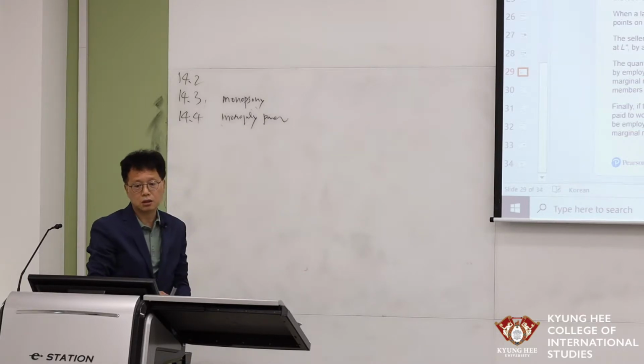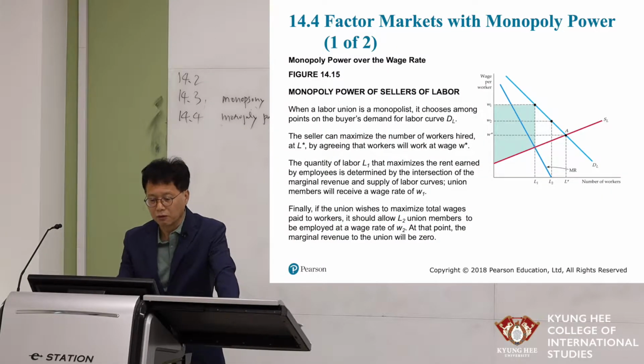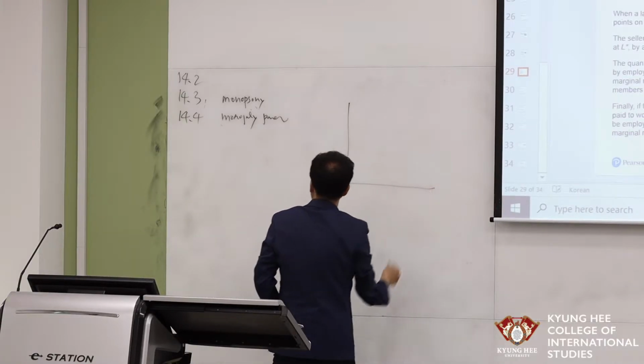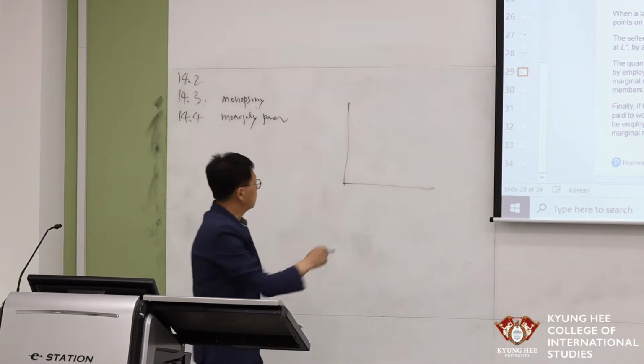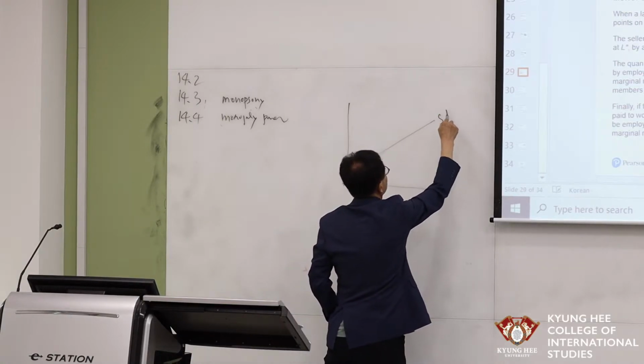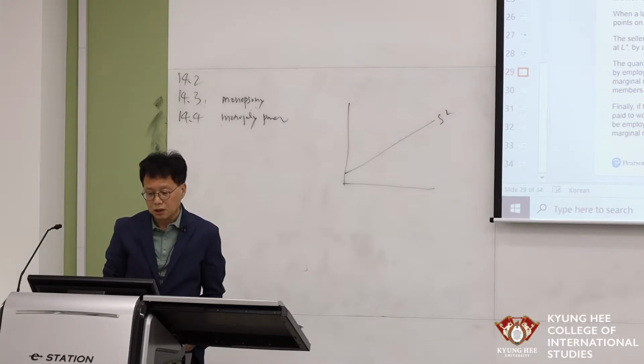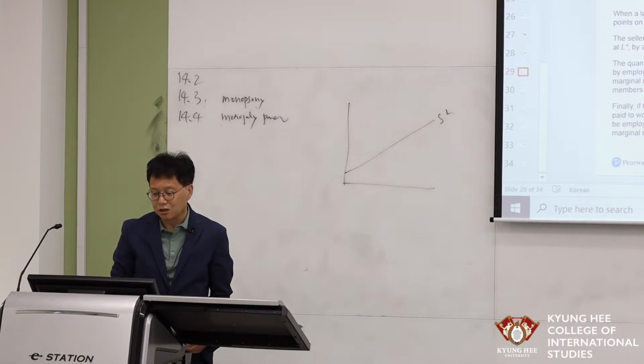That is subsection 4, monopoly power over the wage rate. That is explained in figure 14-15. So that is the labor supply curve, monopoly power over sellers of labor.